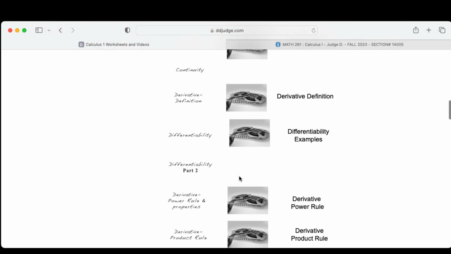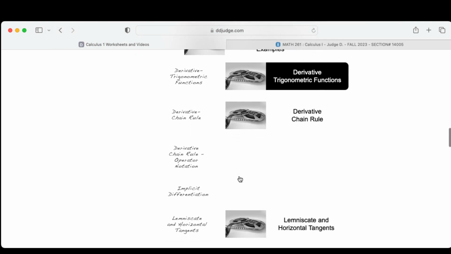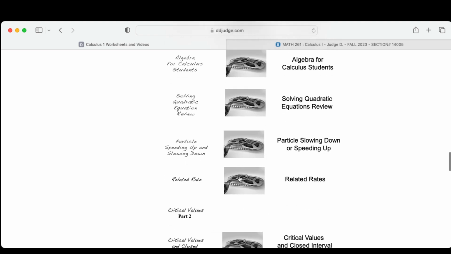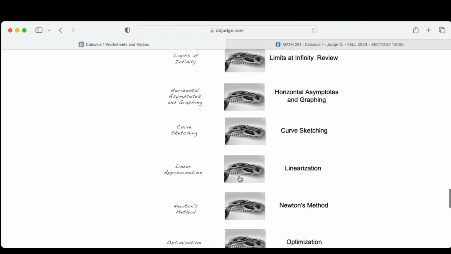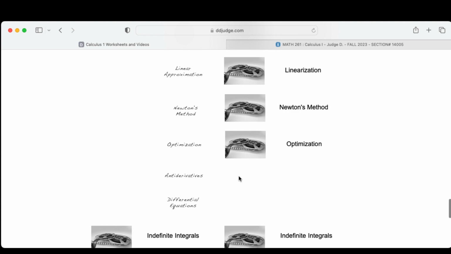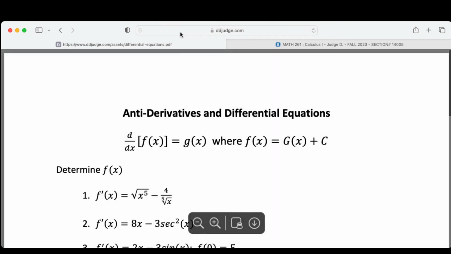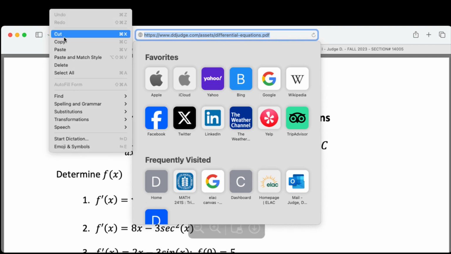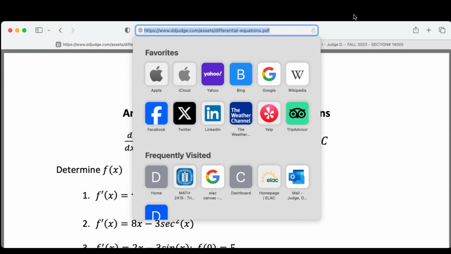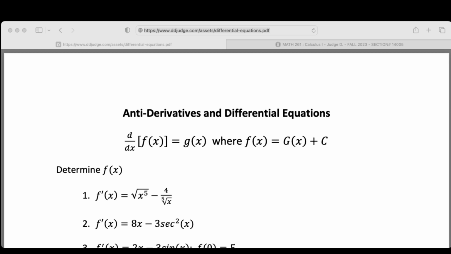And what we're going to look at today is an application of antiderivatives called differential equations. So I'm going to put that in the chat.